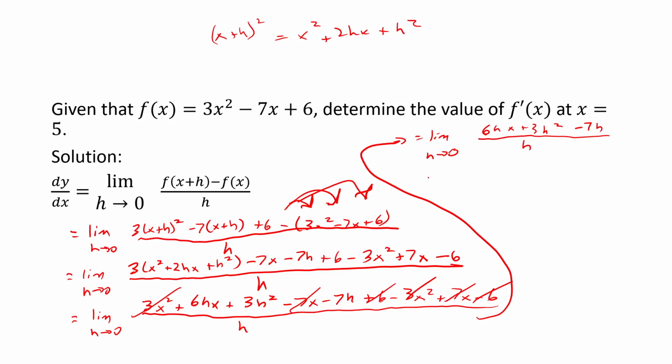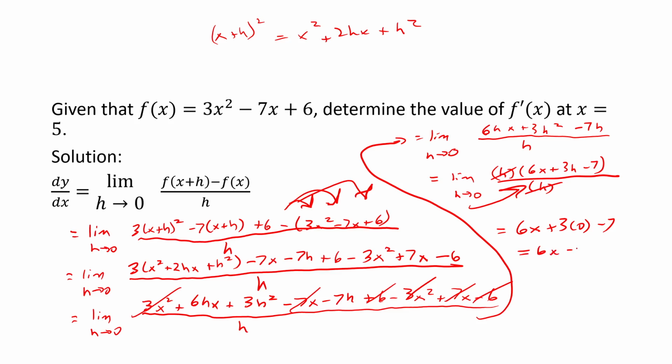I'll get the indeterminate form, but at least now I've got it to a place where I can factor. So I'll factor out the h in the numerator. And I can now cross these factors out. And I'm now in a place where I can sub an h value of 0 in there. I get 6x plus 3 times 0 minus 7. I get 6x minus 7. So that's what f prime of x equals. f prime of x equals 6x minus 7.